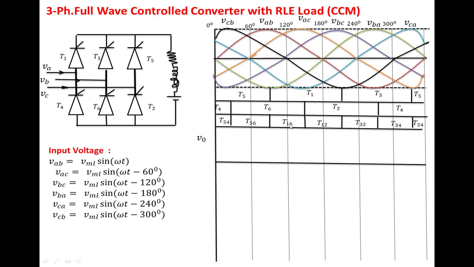Suppose here T1, T6 is conducting. Nothing but T1, T6 is conducting. The load is connected to the A phase. T6 means B phase is connected to the lower terminal. So the output voltage becomes VAB. In this region, you have to see how the VAB is changing.